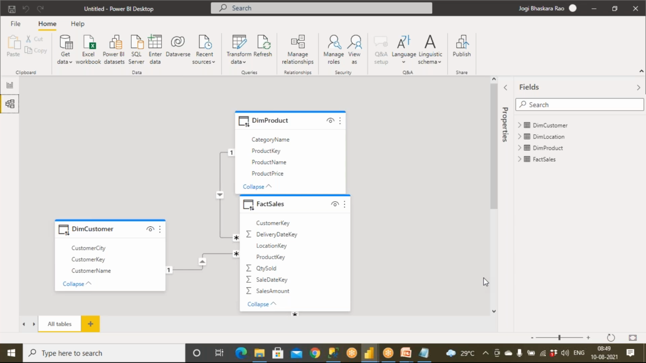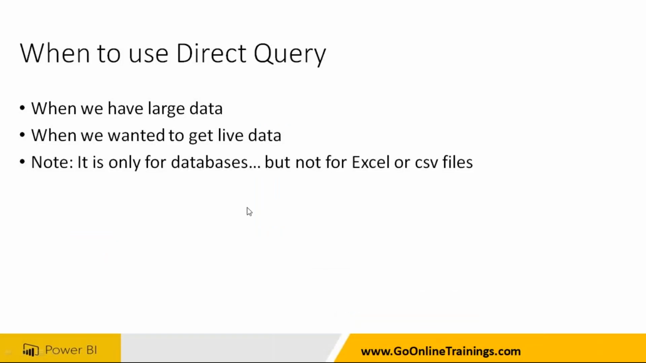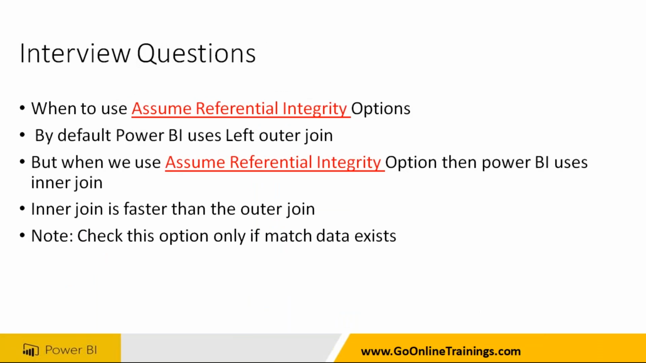So when we say assume referential integrity, there is no need of using left outer join. Left outer join is the default join Power BI uses. When we use assume referential integrity, Power BI is going to be using inner join instead of a left outer join. So that is the point. Clear? So many times people may ask you why referential integrity is available only with direct query, not with the import query. That is one.